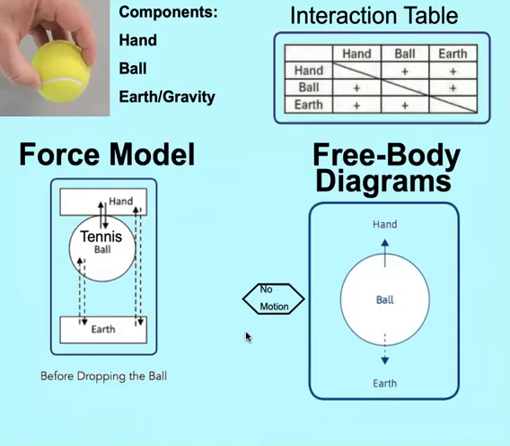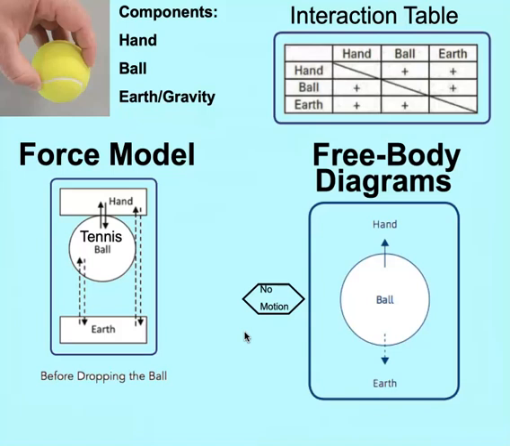So again, a little review. We have an interaction table in the upper right hand corner. We have the force model on the left hand side on the bottom, and we have our free body diagram on the right hand side. Notice the length of the arrow makes a difference. That indicates how much force is being applied, which we'll come back to in a few moments.